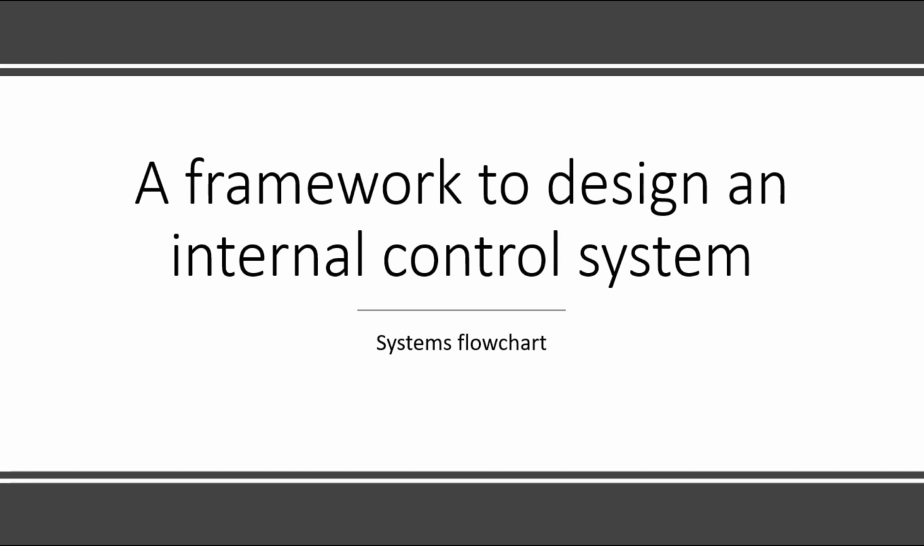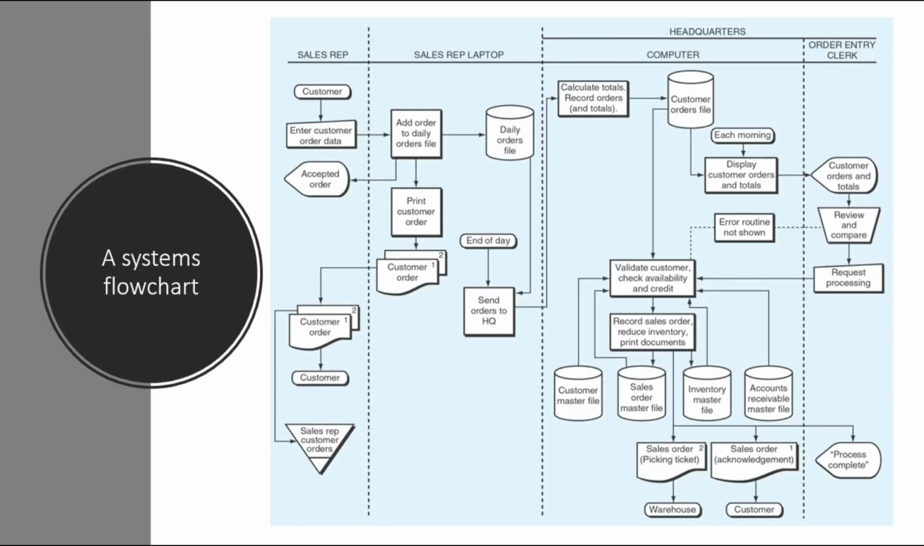A framework to design an internal control system. When designing an internal control system, the system of flowcharts helps, because the system of flowcharts shows the process flows, and the process flows will enable the enterprise to identify where and what type of internal controls should be placed to control those processes and events according to the policies and procedures of the enterprise.